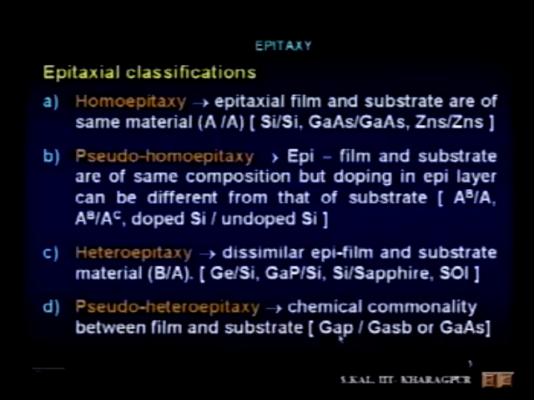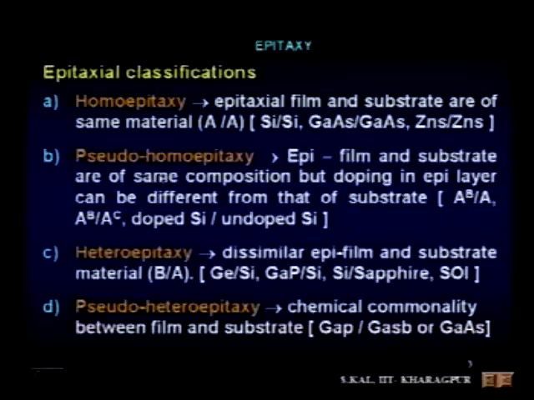Here you see, example is gallium phosphide and gallium antimonide. Two are different material, but one commonality is there, in both the composition gallium is there. So that's why gallium phosphide on gallium antimonide or gallium arsenide is an example of pseudo heteroepitaxy. So out of these four classifications, popular use is which one?